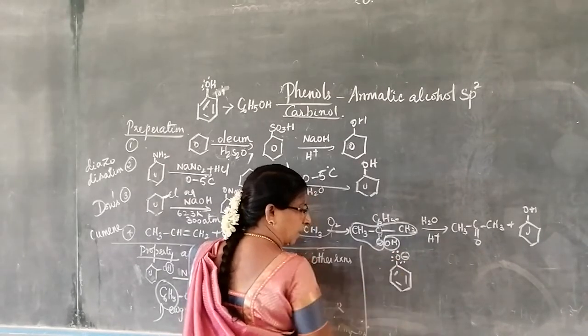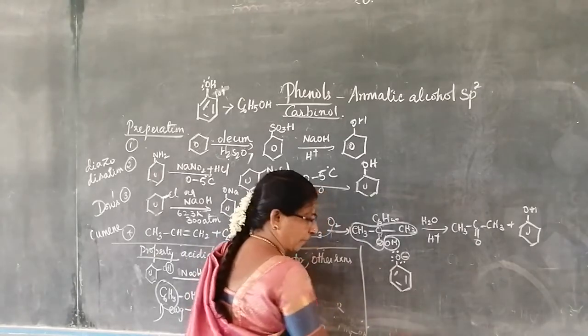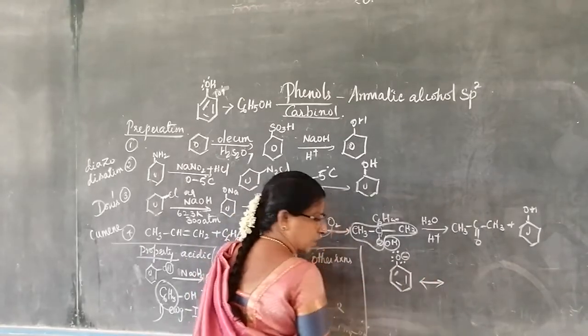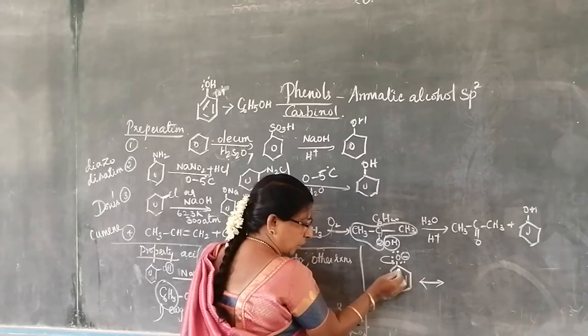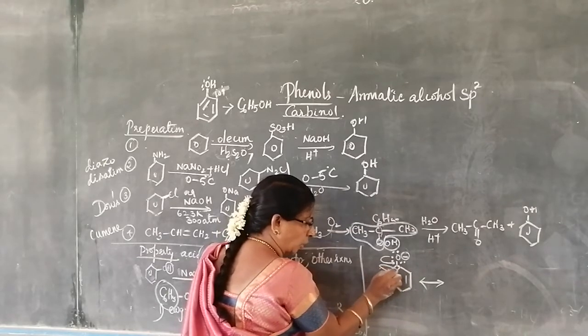Let us see the stability. 3 pairs of electrons they are having. So it will form resonance structure. How? 1 pair of electron will come here. So this bond will come to ortho position.